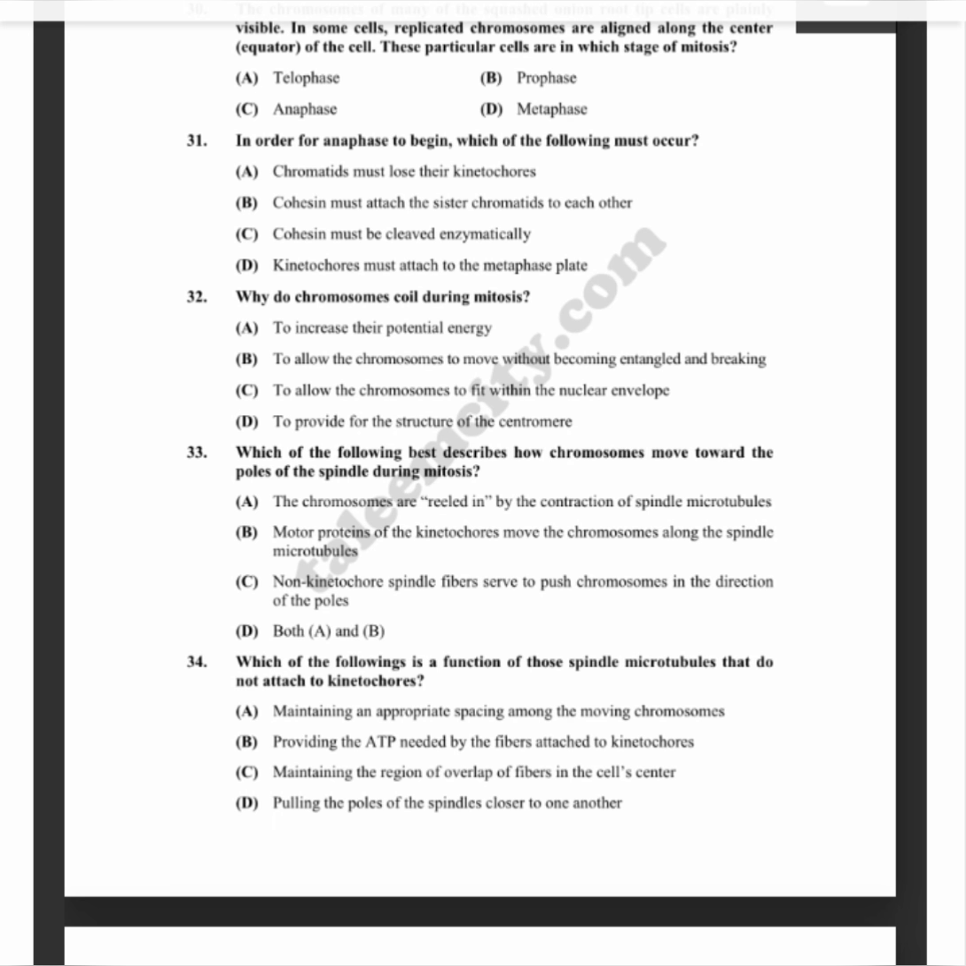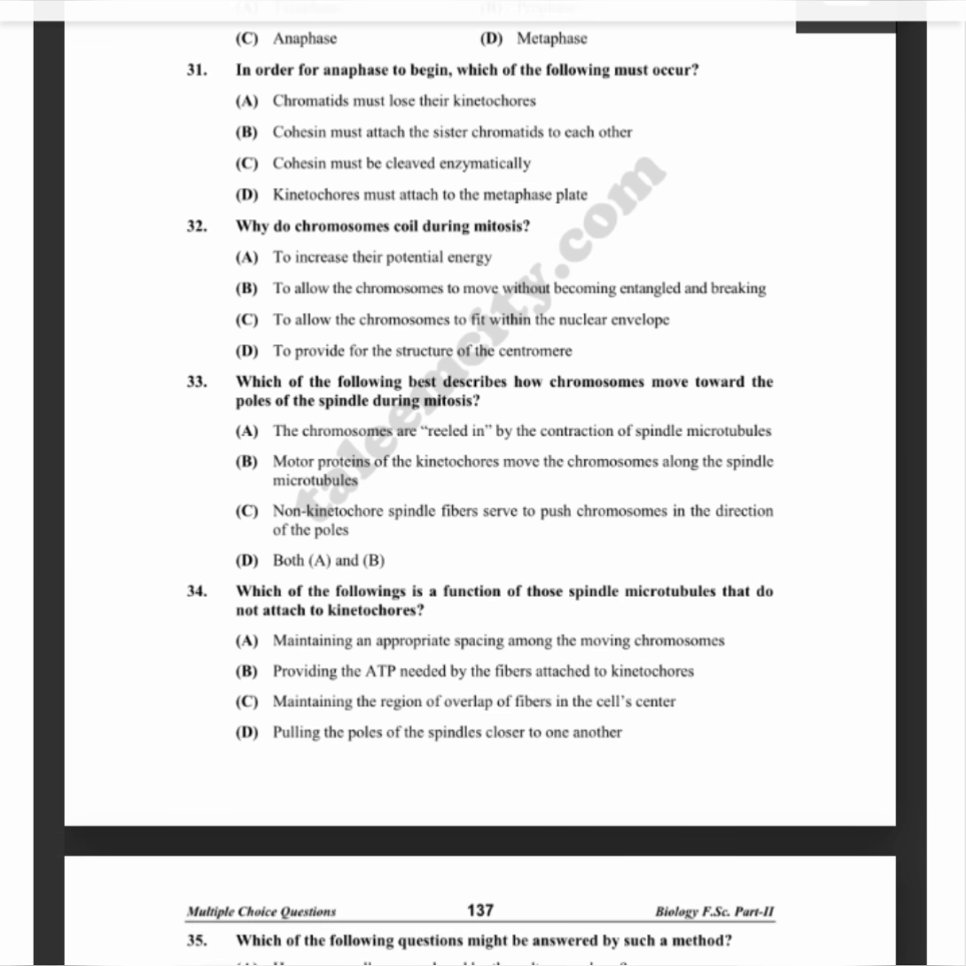MCQ number 32. Why do chromosomes condense during mitosis? To increase their potential energy, to allow the chromosomes to move without becoming entangled and breaking, to allow a chromosome to fit within the nuclear envelope, to provide for the structure of its centromere.